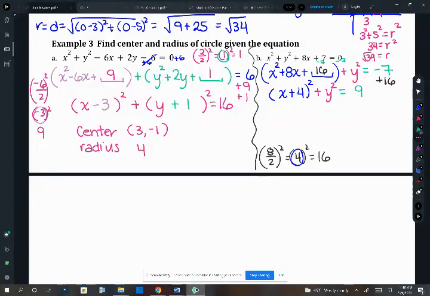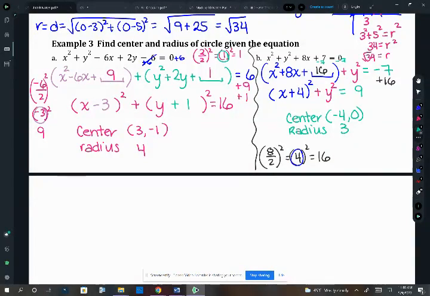So now when I look at that, I know that my center is the opposite, so -4, and then there's not anything with y, so it's 0. And then your radius is the square root of 9, so the radius is 3, because we just take the square root of that last value.